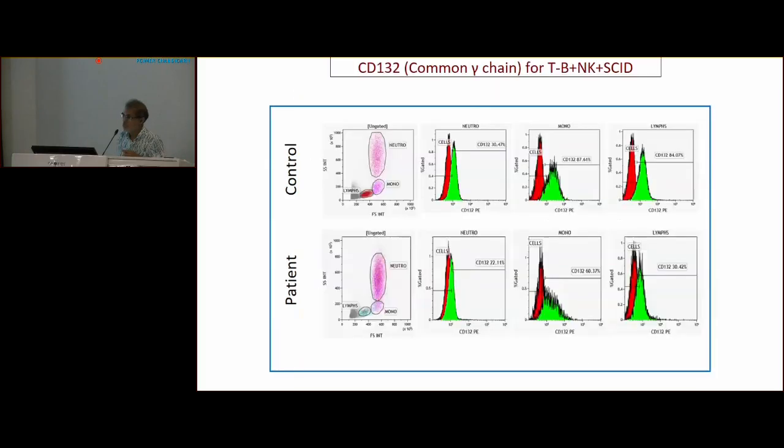And you could also stain for common gamma chain, which is associated with T minus, B plus, NK plus SCID. And in this patient, you've got decreased expression compared to control. So even without genetic testing, you can diagnose based on flow cytometry.